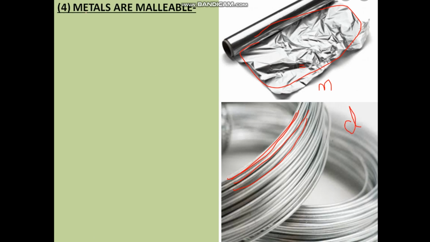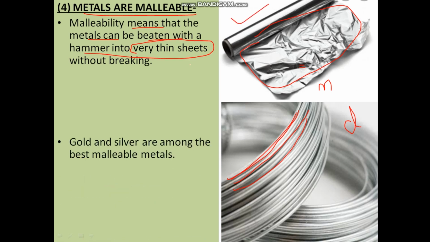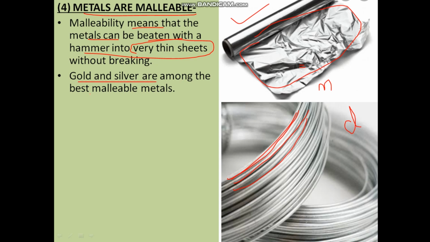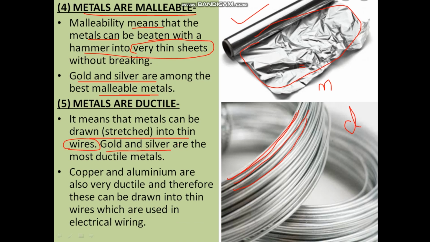So next physical property is metals are malleable. Malleability means that the metals can be beaten with a hammer into very thin sheets without breaking. Gold and silver are the best malleable metals. Metals are ductile. That means they can be drawn or stretched into thin wires. Gold and silver are the best ductile metals. Copper and aluminium are also very ductile. Therefore, they are used in electrical wire.